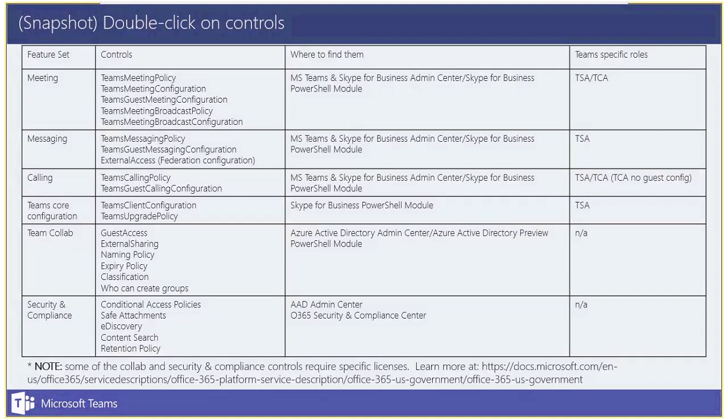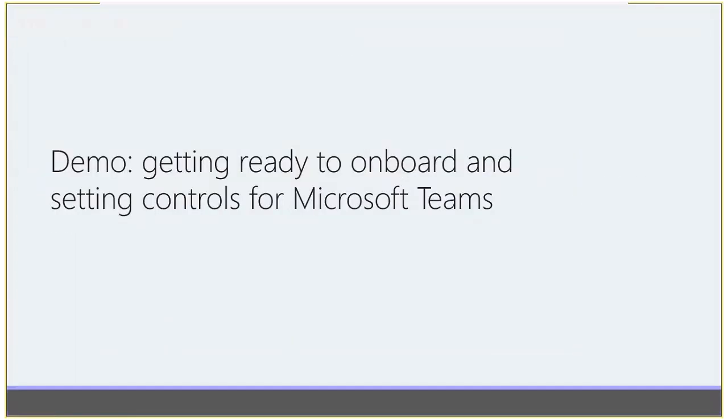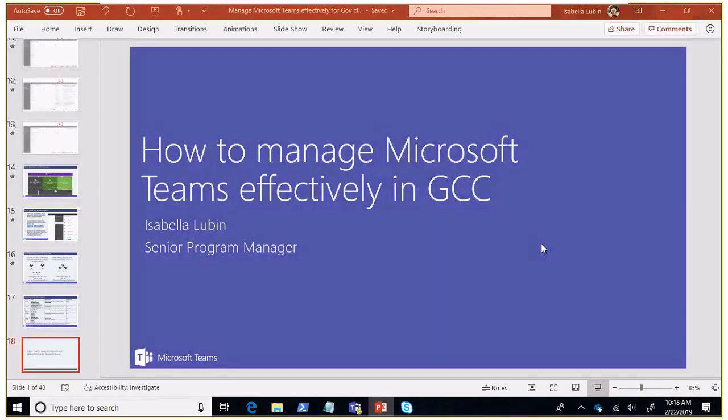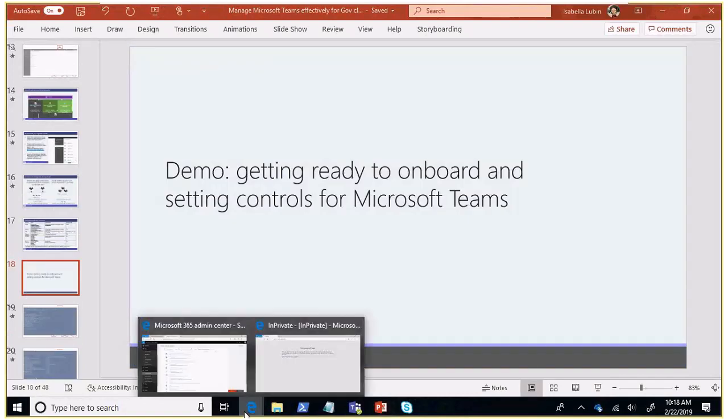An important note that I do want to call out, some of these controls are advanced governance controls that require specific licenses, so I don't want that to come as a surprise to anyone. I've linked out the documentation on what comes with different service plans for future reference. So let's quickly look at what some of this talk will actually look like in motion. So I'm going to switch over to my machine.